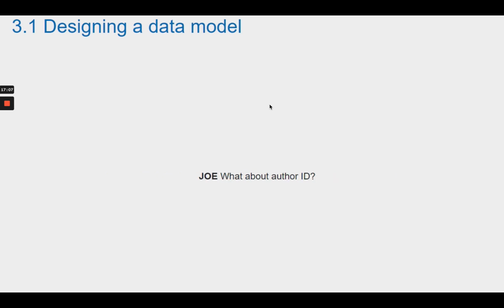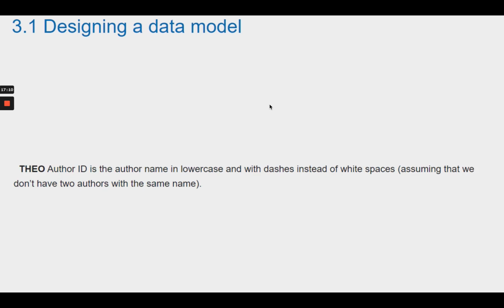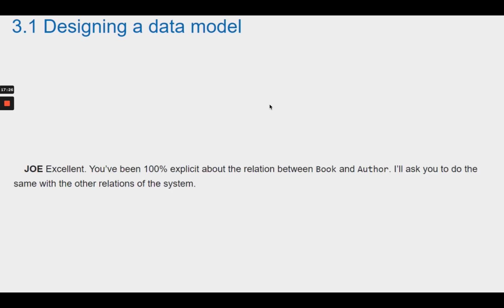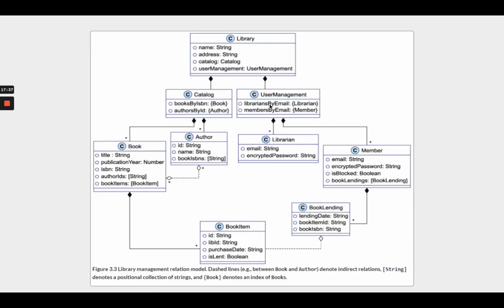Joe: What about author ID? Theo: Author ID is the author name in lowercase and with dashes instead of white spaces, assuming that we don't have two authors with the same name. Joe: And I guess that you also hold the author index in the catalog. Theo: Exactly. Joe: Excellent. You've been 100% explicit about the relation between book and author. I'll ask you to do the same with the other relations of the system.